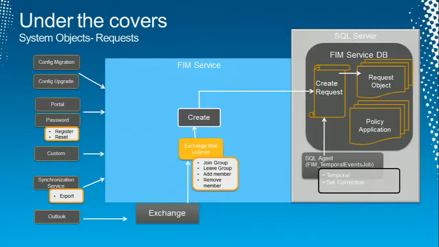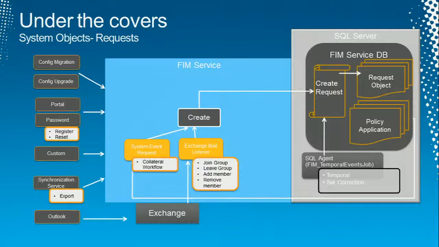Right. So internally, we translate those requests coming from Exchange to exactly the same data structure as if a request came in from the portal. We use basically the same model as WS Transfer that the portal or a custom client would use. So now that we are in the guts of FIM, let's look at some of the other events happening in FIM. What are some of the other activities within FIM that generate requests?